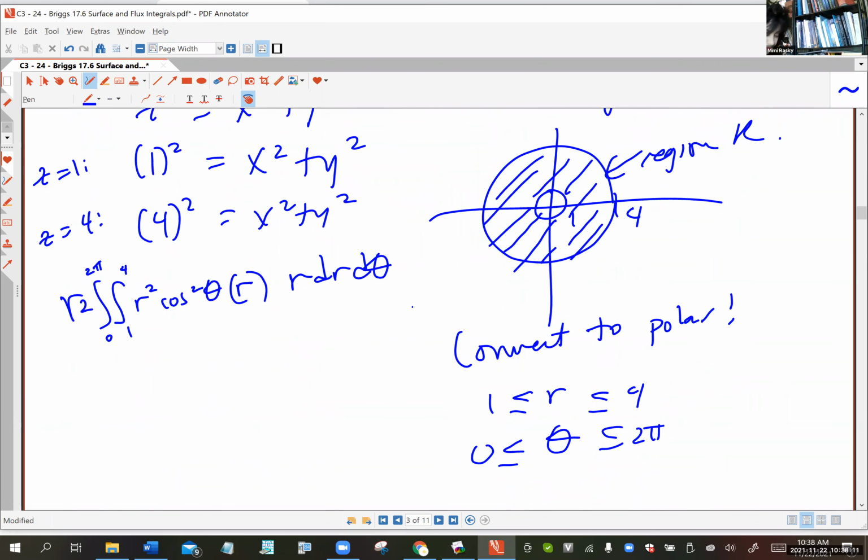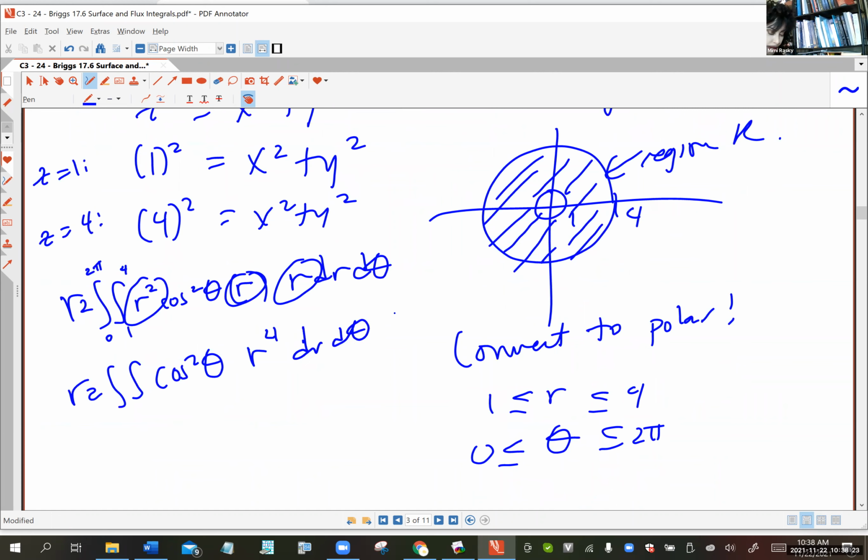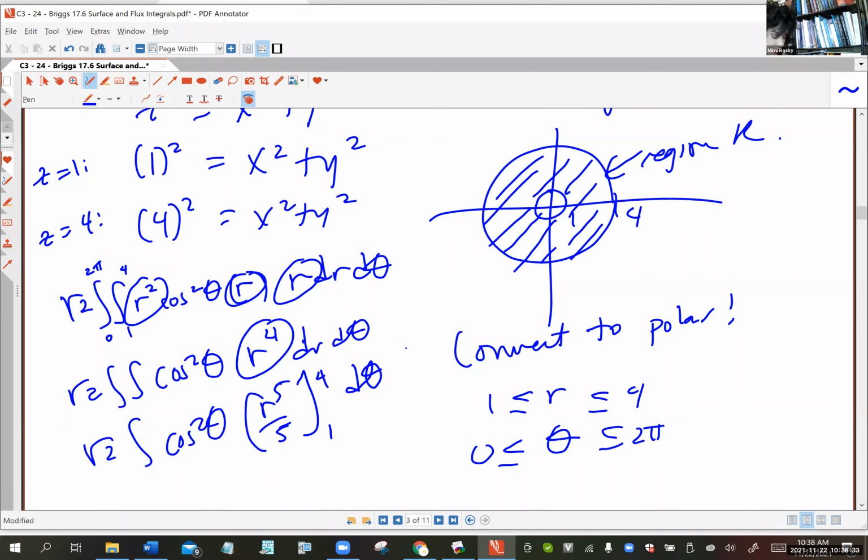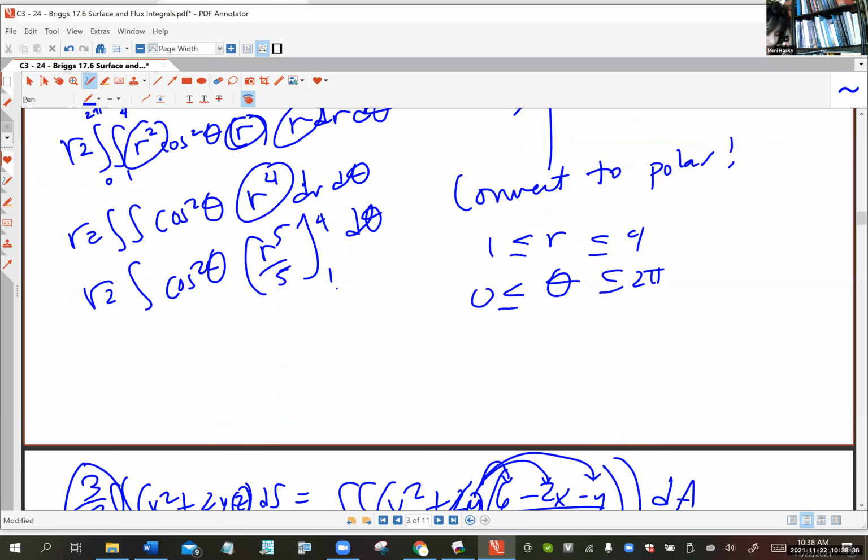So we got to keep going. Notice that we have a whole bunch of r's in there. So what would be wise is if we combine all of our r's into a single power of r before we integrate with respect to r, okay? And then the antiderivative of r to the 4th is r to the 5th over 5, and we'll evaluate between 1 and 4. This is not going to be pretty, okay, people? Like, it's going to be gross.